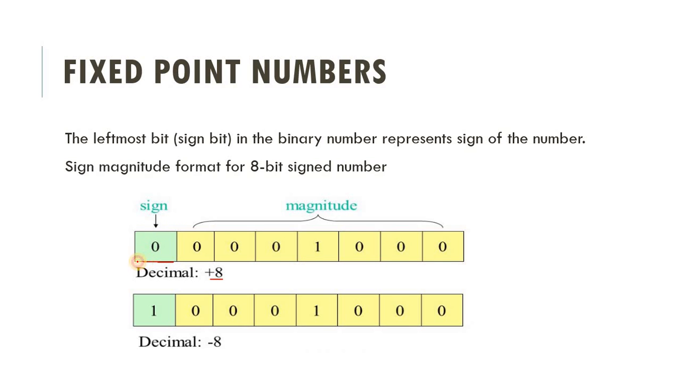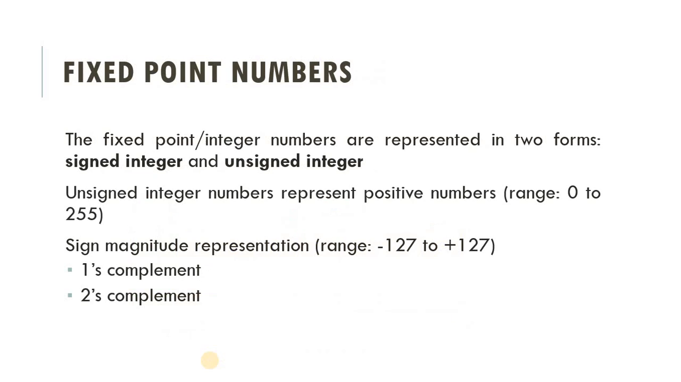This leftmost bit represents whether the number is positive or negative. Here the sign bit or MSB bit is 0, which means the number is positive. Similarly, where the sign bit or MSB bit is 1, the number is negative. I hope you are now clear about when a number is positive and when it is negative. Next is how we can represent these fixed point numbers. That is called fixed point representation.